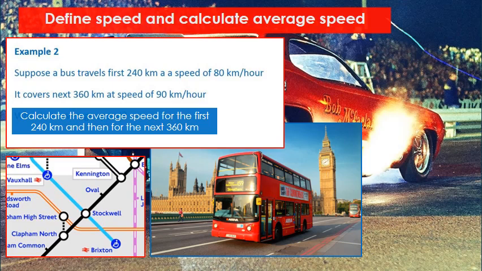Now, suppose a bus travels the first 240 kilometers at a speed of 80 kilometers per hour. It then covers the next 360 kilometers at a speed of 90 kilometers per hour. I made a mistake here, so it was supposed to say calculate the time taken to cover the first 240 kilometers and the time taken to cover the second distance.